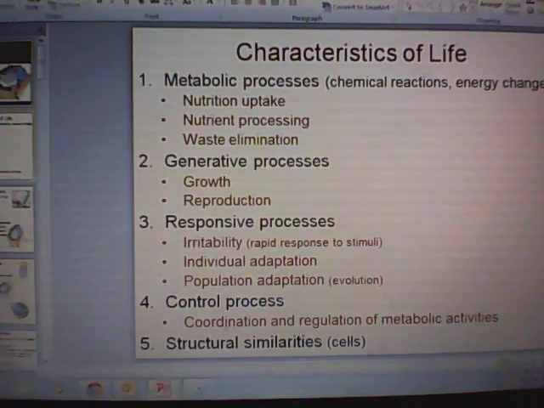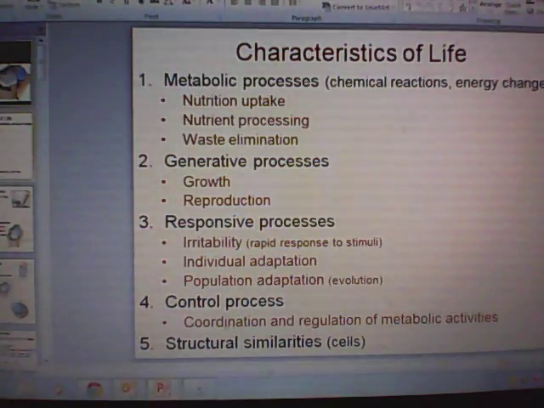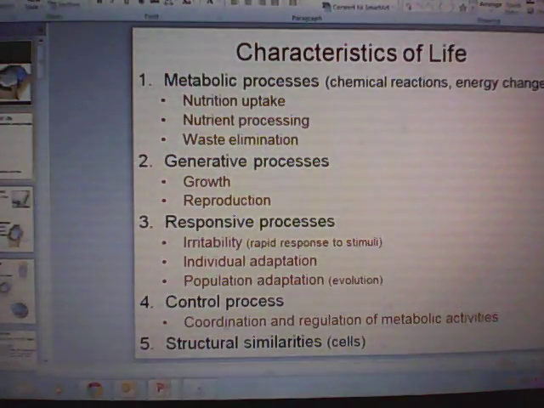If you are alive, you have a responsive process. You have some stimuli that you will respond to. You can adapt. Populations will adapt or evolve. And then you have some type of control process, coordination and regulation of metabolic activities. And lastly, you have structural similarities such as cells.